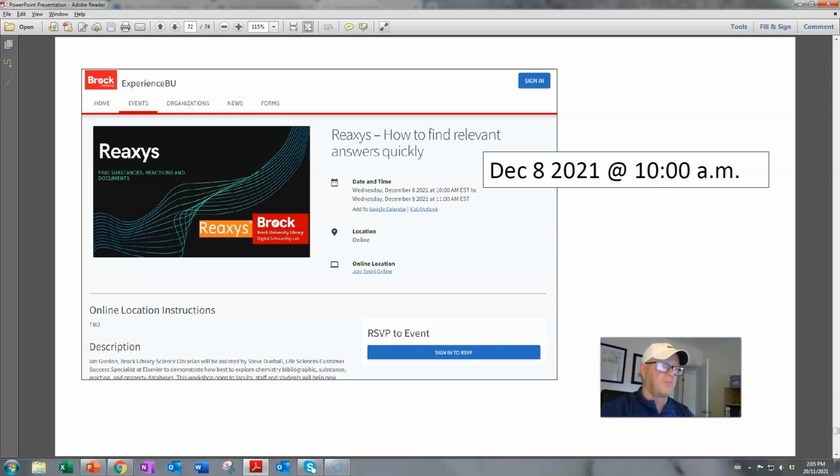Now the things that are coming up: December 8th at 10 a.m., we're going to have a workshop on Reaxys, which is the European equivalent to SciFinder-n. And if you take CHEM 2P20, you'll be using this database in the winter term. So sign up for this if you'd like to learn more about it. It's a quick and dirty Reaxys, how to find relevant answers quickly.